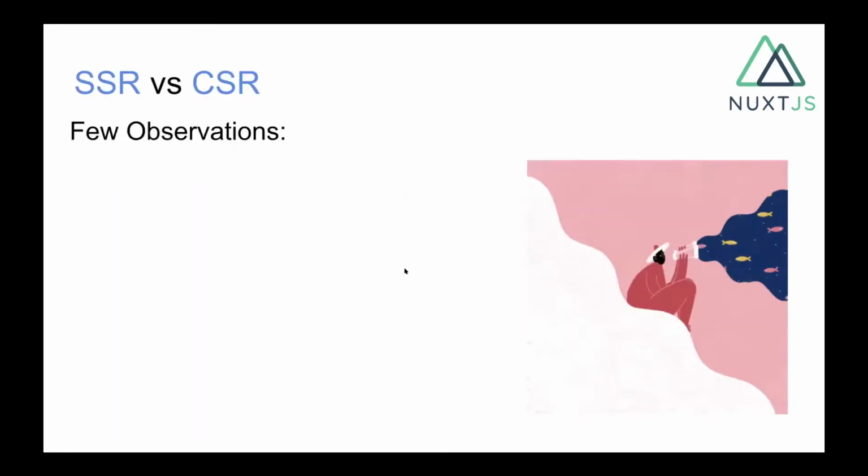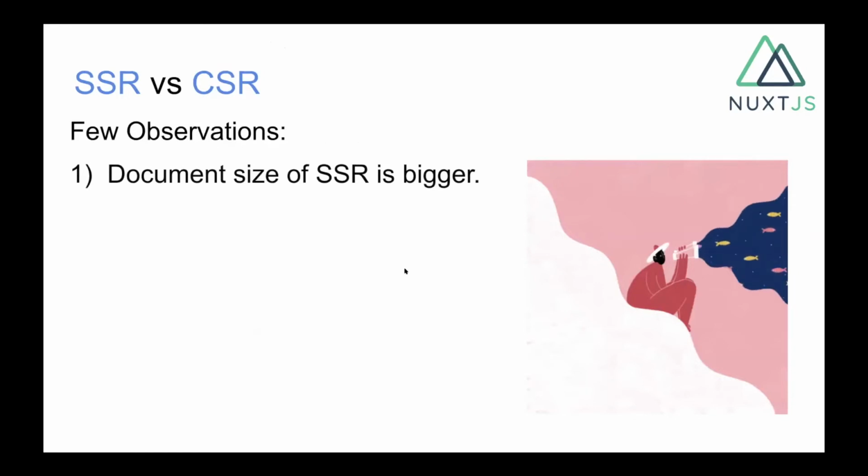A few observations. First observation: the document size of server-side rendering is bigger. As we saw in the previous slide, HTML is coming for that particular page along with a bunch of JavaScript files in case of server-side rendering. So yes, the document size of SSR should be bigger. I think it's logical. In client-side rendering, that is a single page application normal case, we are only getting the empty page with a linked JS file.